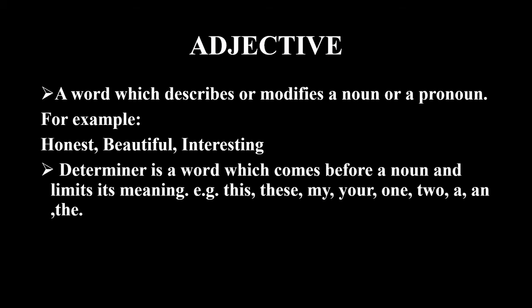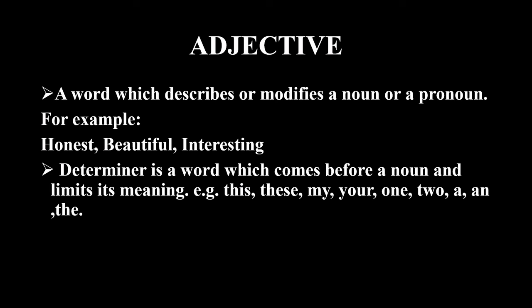But here one thing is to be kept in mind, that there are certain words in the English language which are categorized as determiners. They are this, these, my, your, one, two, and the. They are used before nouns and they limit the meaning of a noun. For example, if I say my book, here it is limiting the use of that noun book. Your book, their book, one book or two books. These are the determiners. They are also giving some extra information about the noun.